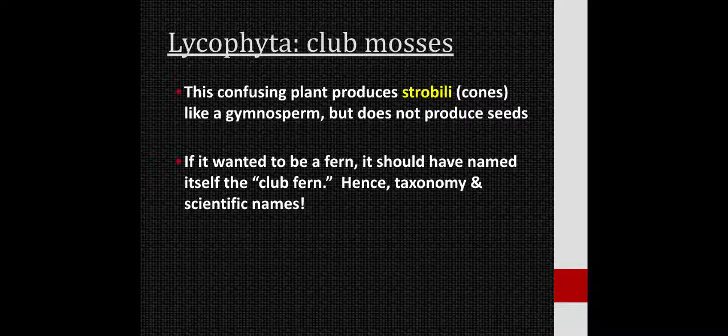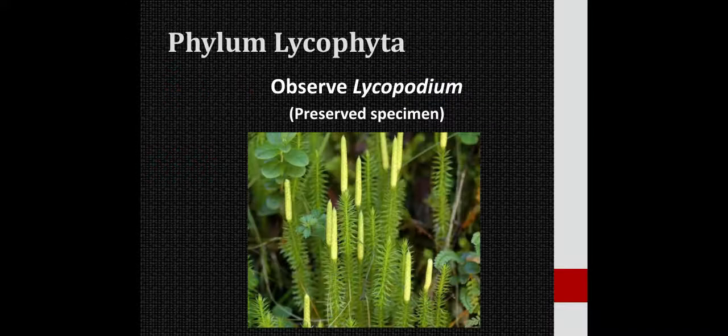That's why they're different. So if it wanted to be a fern or like a fern, it should have been named a club fern, not a club moss, because it has vascular tissue, but it's not a pine. So this is why taxonomy and scientific names are so very important.